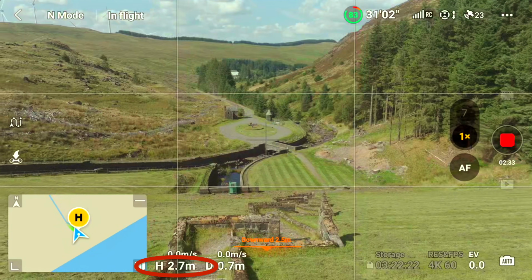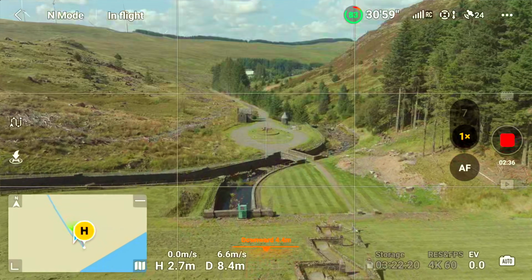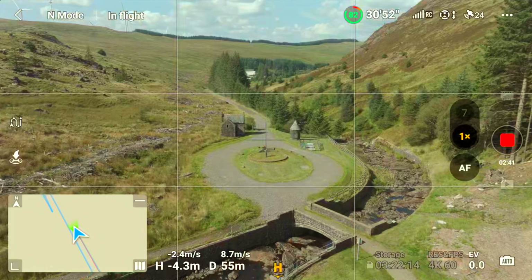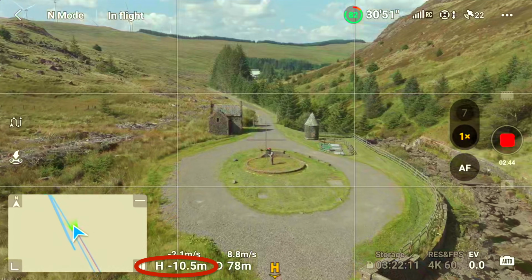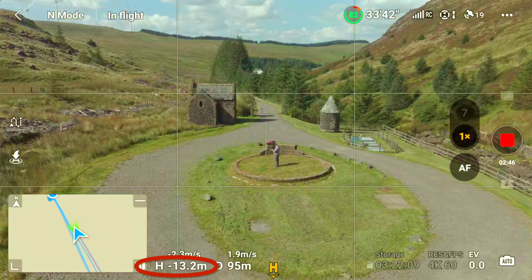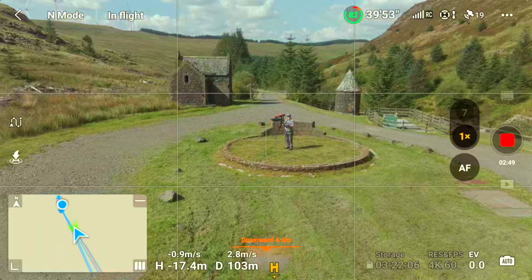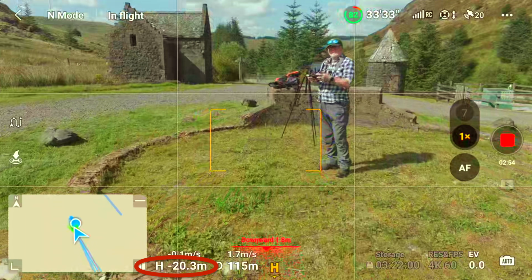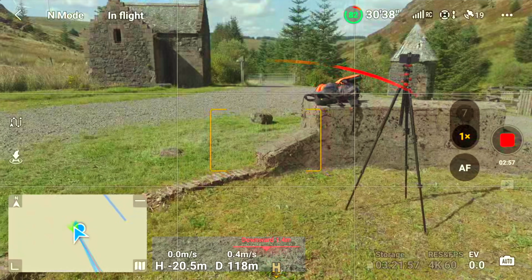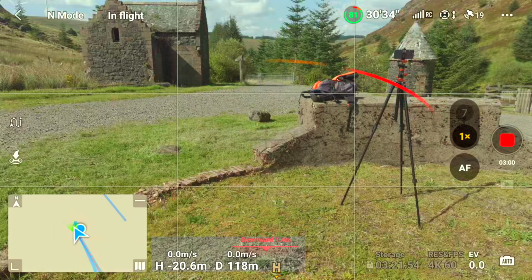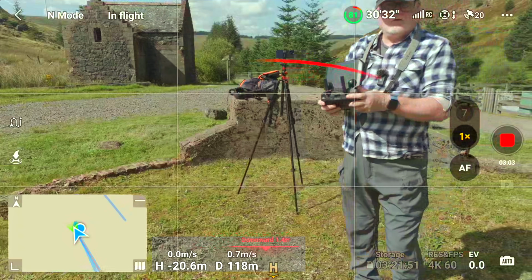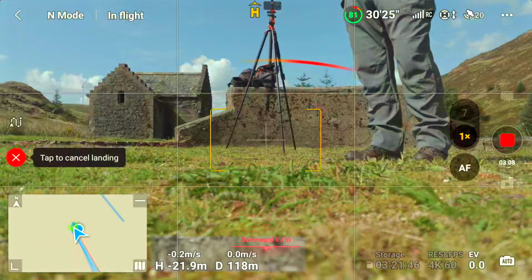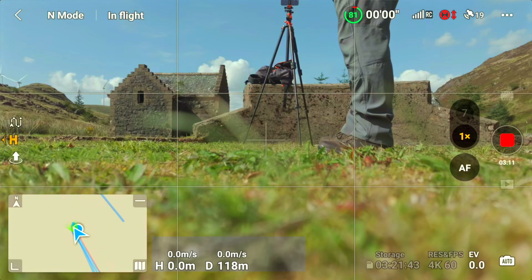If I fly down to where I am now, all that's going to happen is I'm going to get a negative 25 metre reading on the height. There or thereabouts. So if I land it on the ground, negative 22, and it's reset again.